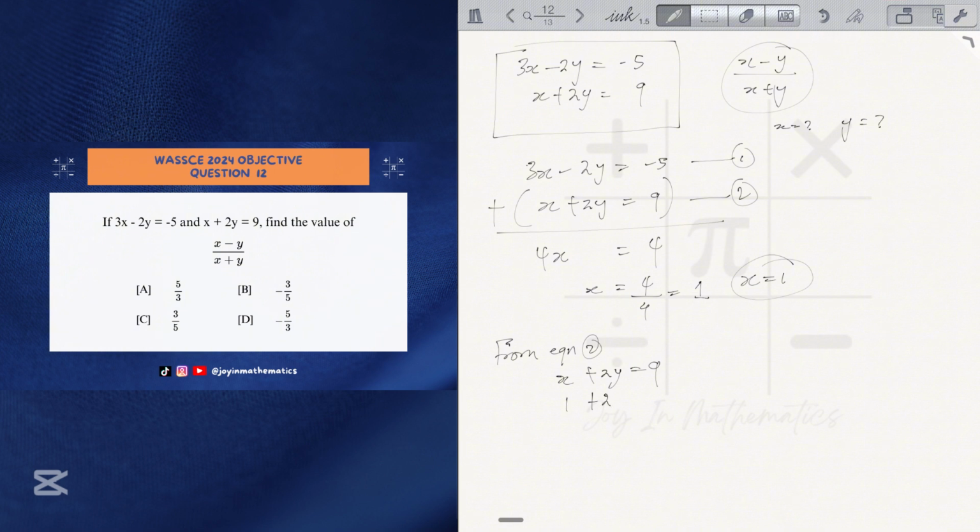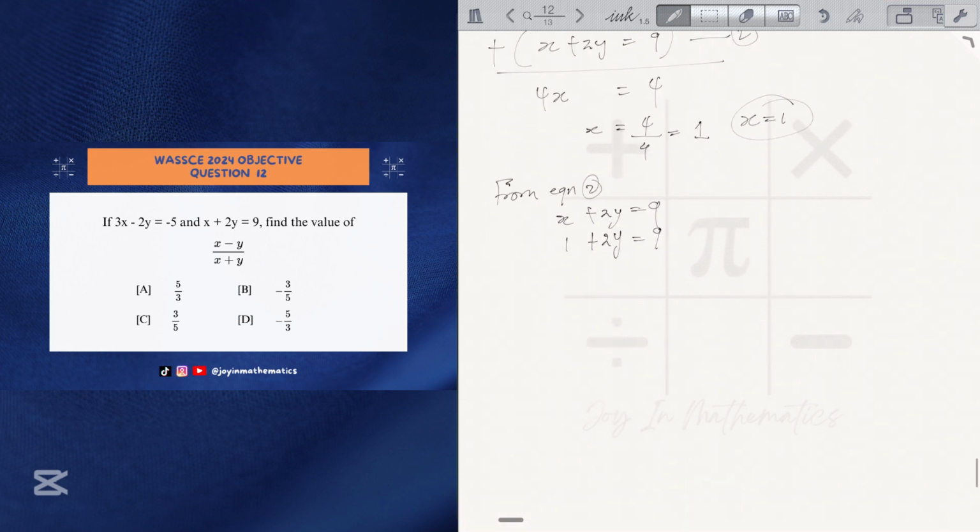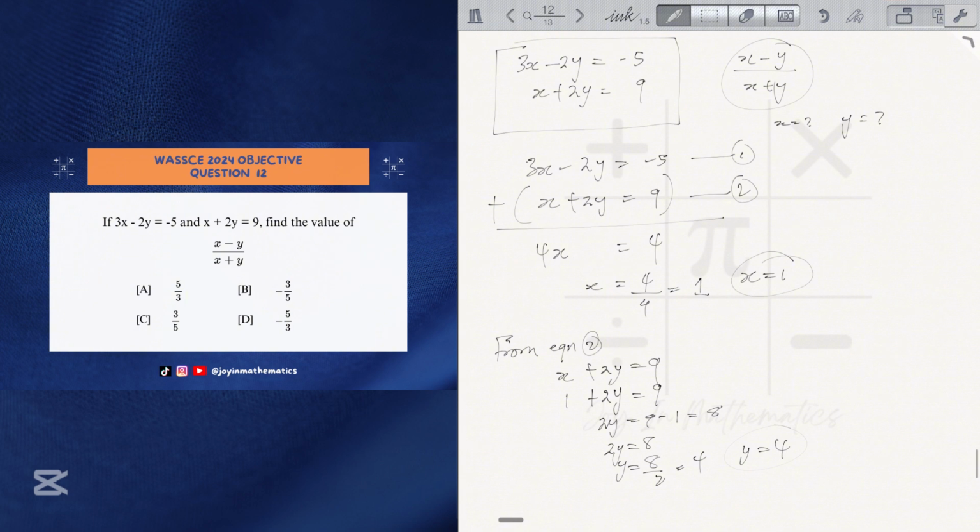So 1 plus 2y equals 9. So with this, 2y will be equal to 9 minus 1, which equals 8. So 2y equals 8, then y equals 8 over 2, which equals 4. So y is equal to 4. Now we have the value of x and also the value of y.